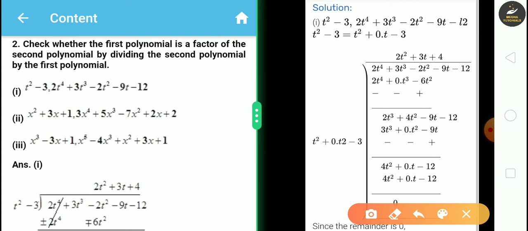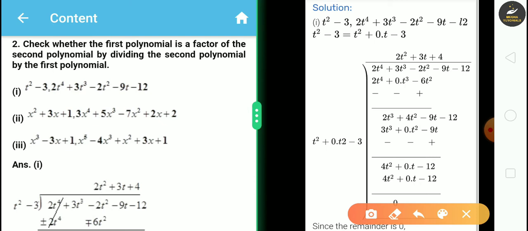Question 2. Check whether the first polynomial is a factor of the second polynomial by dividing the second polynomial by the first polynomial. It means in all three questions, first term is divisor and second term is dividend. Now in three cases they have asked whether divisor is the factor of dividend or not. It means if remainder comes 0 after dividing, then it will be the factor of the dividend. And if remainder does not come 0, then divisor is not the factor of the given dividend.